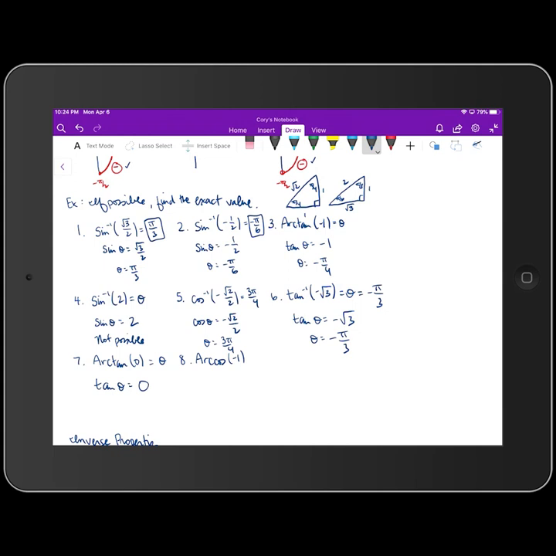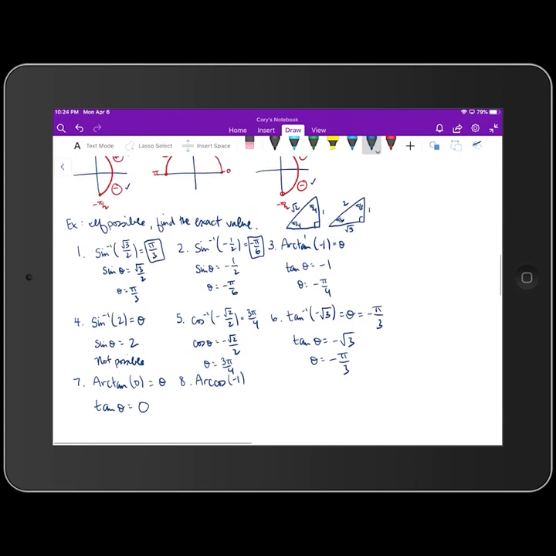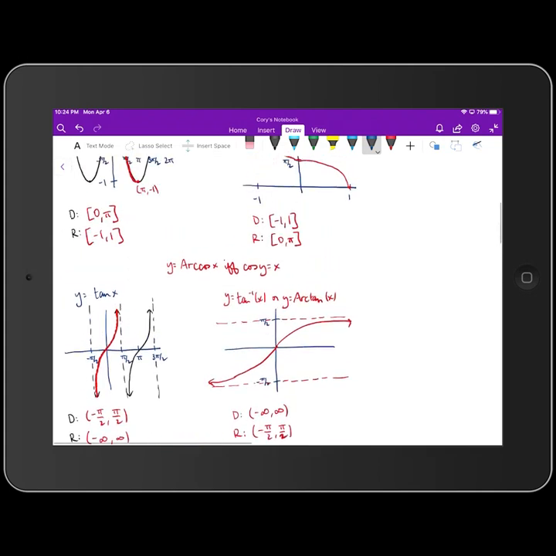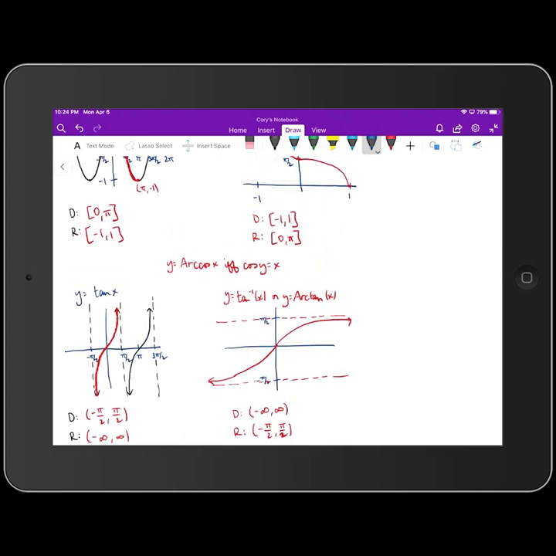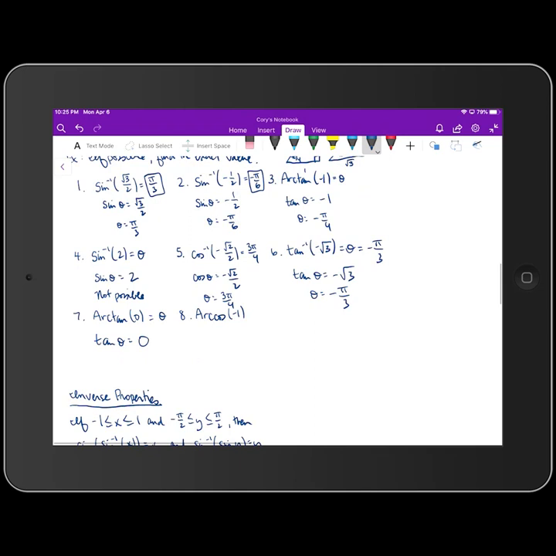Tangent we define as the y coordinate on the unit circle divided by the x coordinate on the unit circle. Tangent is y over x or sine over cosine. So where on the unit circle between negative pi over 2 and pi over 2 is tangent going to be 0? Well, if we look at the graph of tangent, it has a y value of 0 when the angle measure is 0. So our angle theta here has to be equal to 0. So the arctangent of 0 is going to be the angle measure of 0.